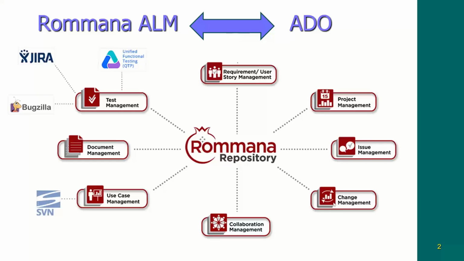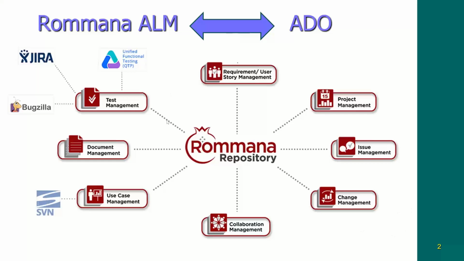Rommana ALM also does everything you need to do with change management, and change management here has to do with when a user story or a requirement changes over time, how is this going to affect everything else? So it supports the concept of a change request submitted by a customer or by a stakeholder. It allows you to create a new user story or modify an existing user story based on the change request.